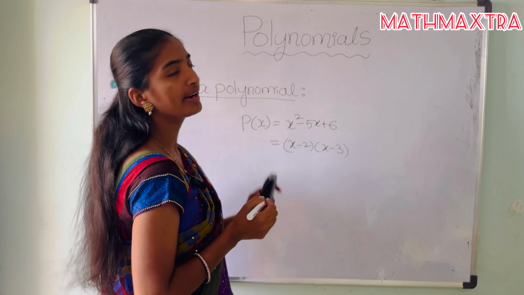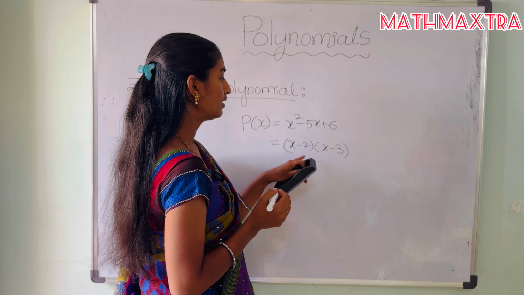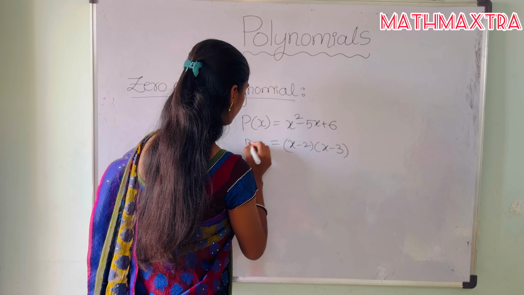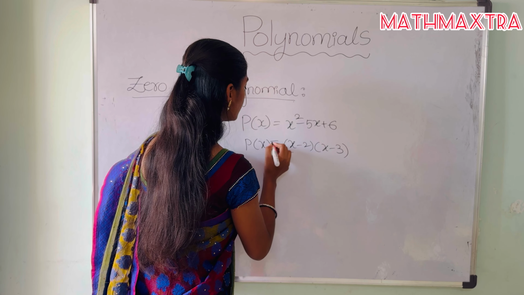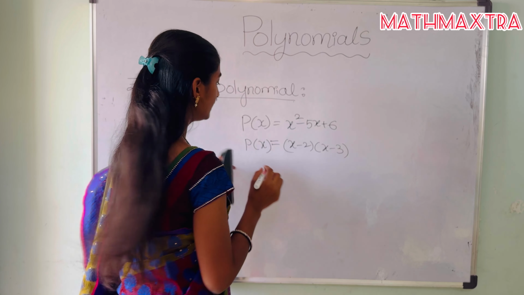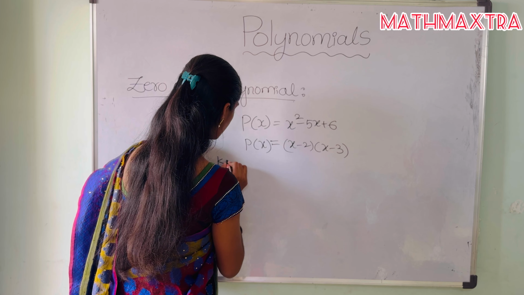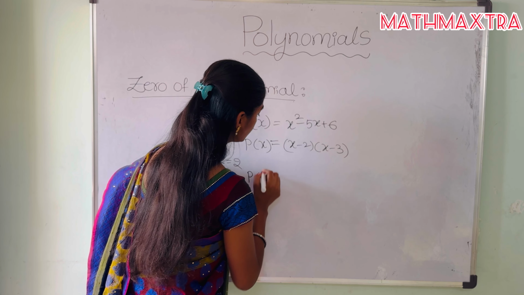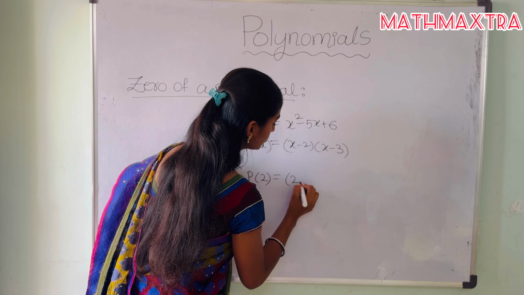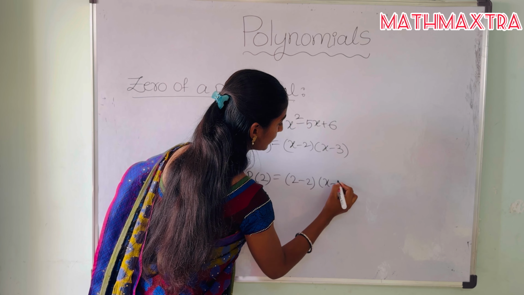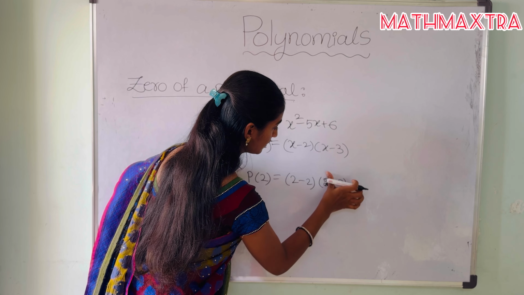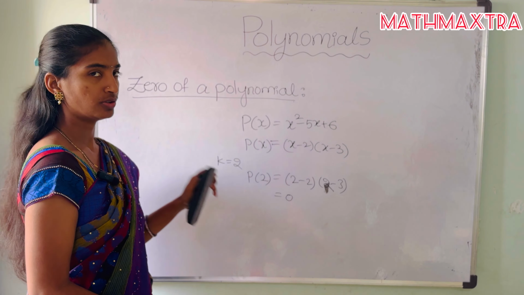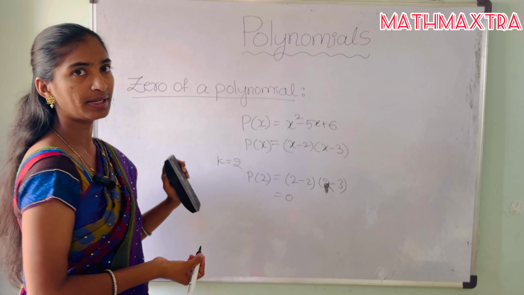Yes, this is a quadratic polynomial. So this can be factorized like x minus 2 into x minus 3. Okay, so this is the p of x value. So what are the zeros of this polynomial? See, I am taking the value of k is equal to 2. What happens? Now I am substituting the value of 2 in place of x, which is 2 minus 2 and 2 minus 3. So it becomes 0. So 2 is a zero of that quadratic polynomial.